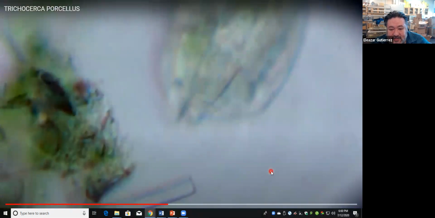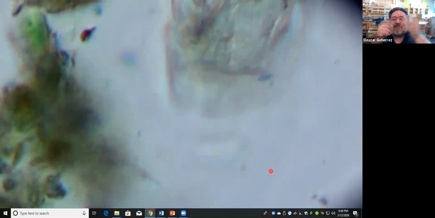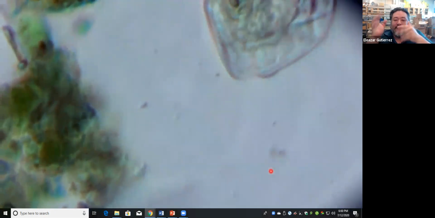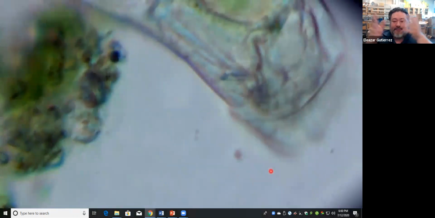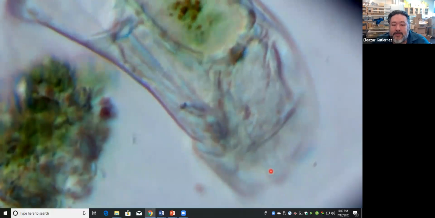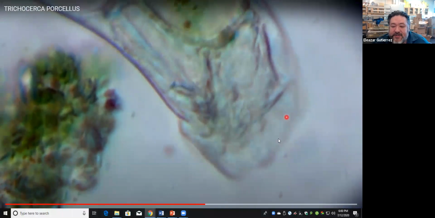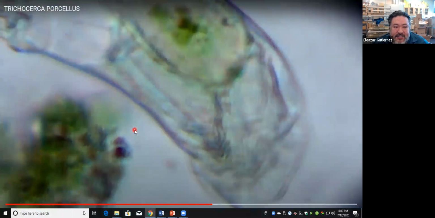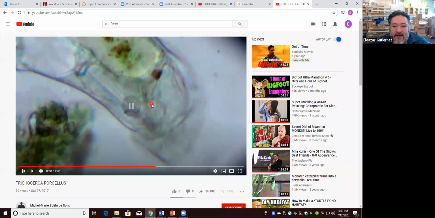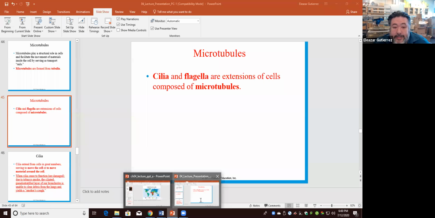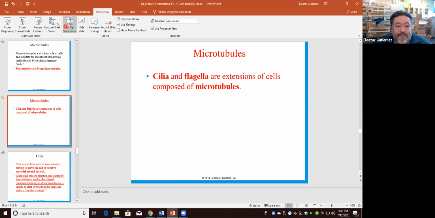Look at that. So it's like, this could be breakfast, right? So you can see how cilia can function in these guys to eat. Very, very cool. Okay, but I digress.